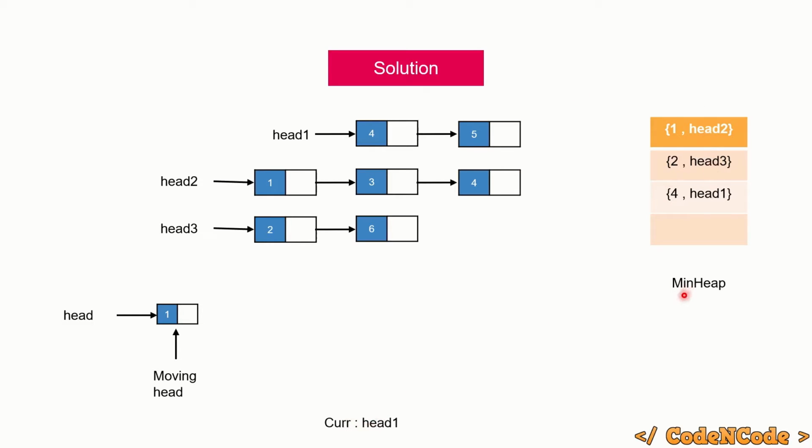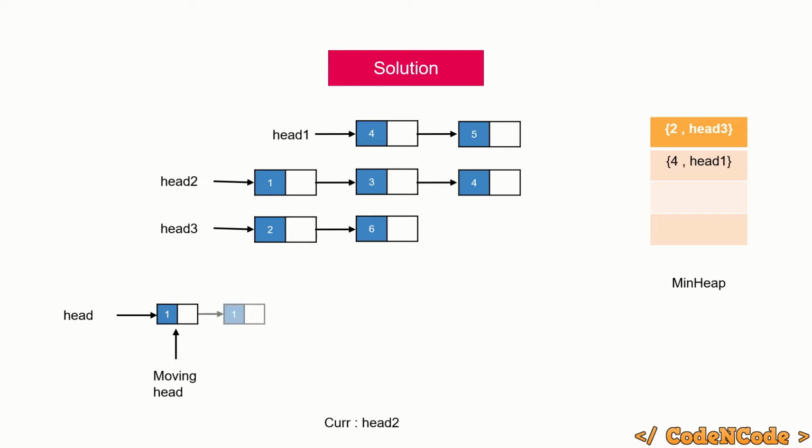Now again I'll check whether the priority queue is empty or not. Again it is not empty, so I'll take out the top of the priority queue, which will be my head 2, right? And now, since these two are not empty, what I'll do is set next of moving head equal to current, which is basically head 2, which means this node.